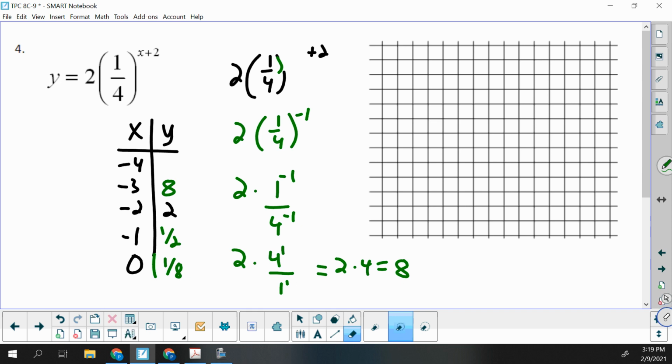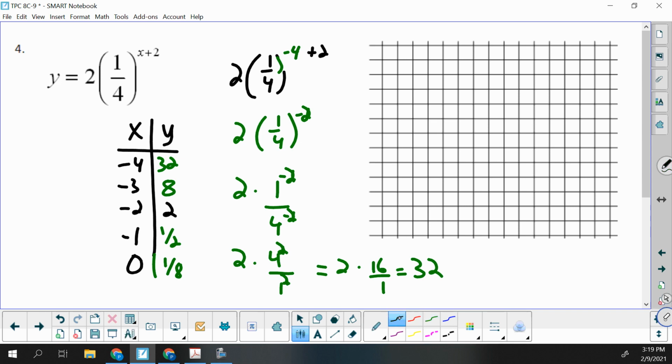And our last one, if we put in negative 4, this will now be negative 2, meaning these are each raised to the negative 2, and then each squared. So now we're going to have 2 times 4 squared, which is 16, over 1 squared, which is 1, and 2 times 16 will just give us 32. The 32 isn't going to fit on our graph, but we should be able to fit our other ones.